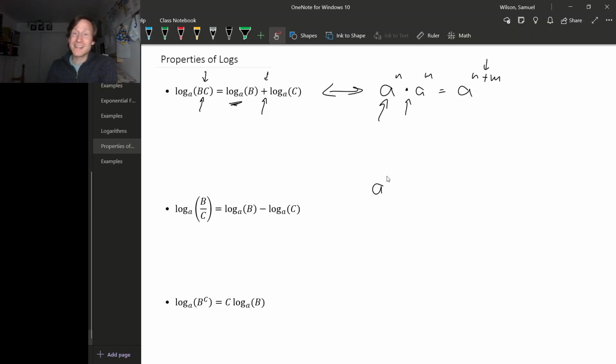Corresponding to the fact that a to the n over a to the m is a to the n minus m. Right here we have a quotient outside and a difference inside. So the corresponding fact for logarithms has a difference outside and a quotient inside.